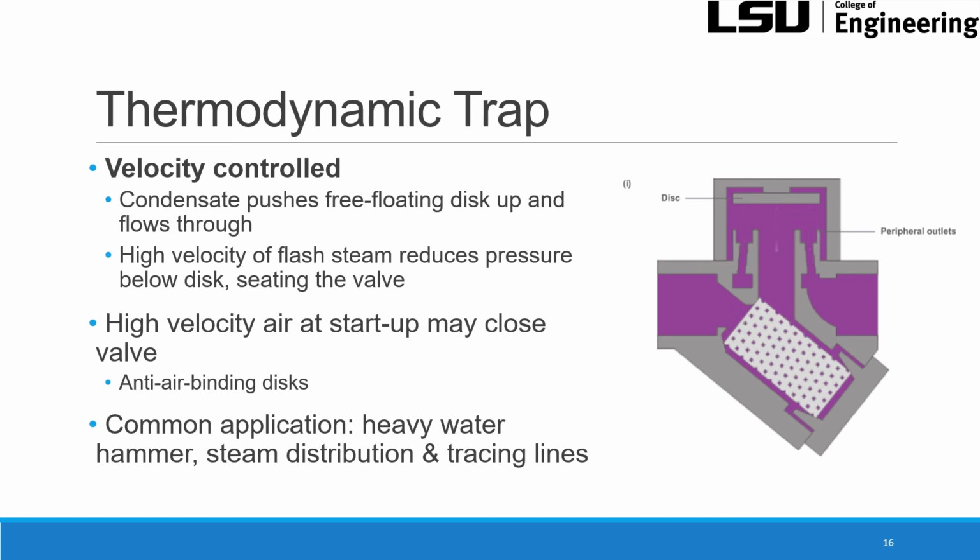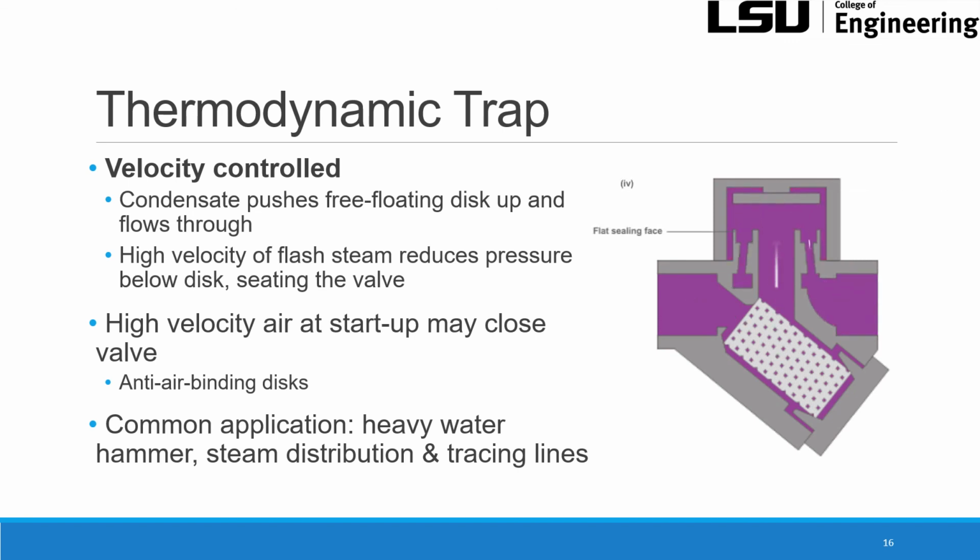And as we know due to Bernoulli's principle, whenever there's a higher velocity, the pressure drops. So therefore, the now higher pressure at the top chamber pushes down on the disk and closes it. This will remain closed until the higher pressure steam in the top chamber condenses, and then the process starts over again.